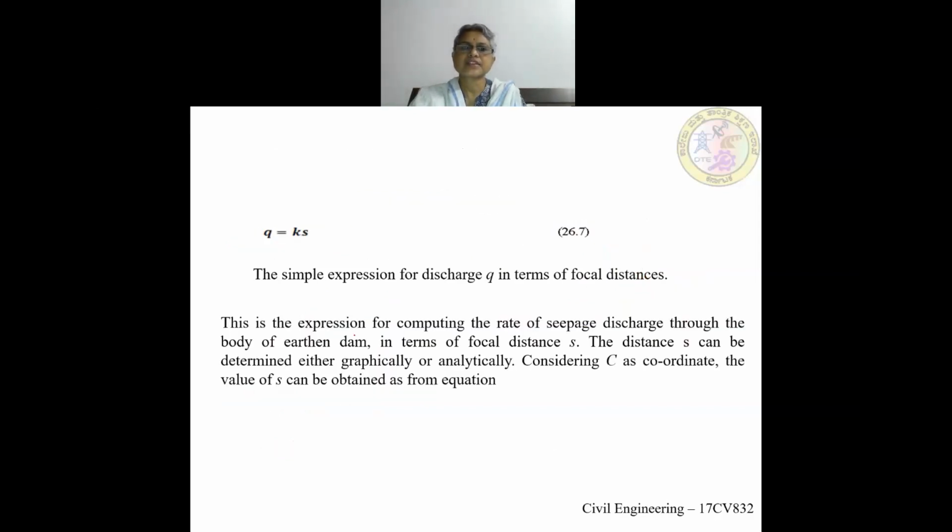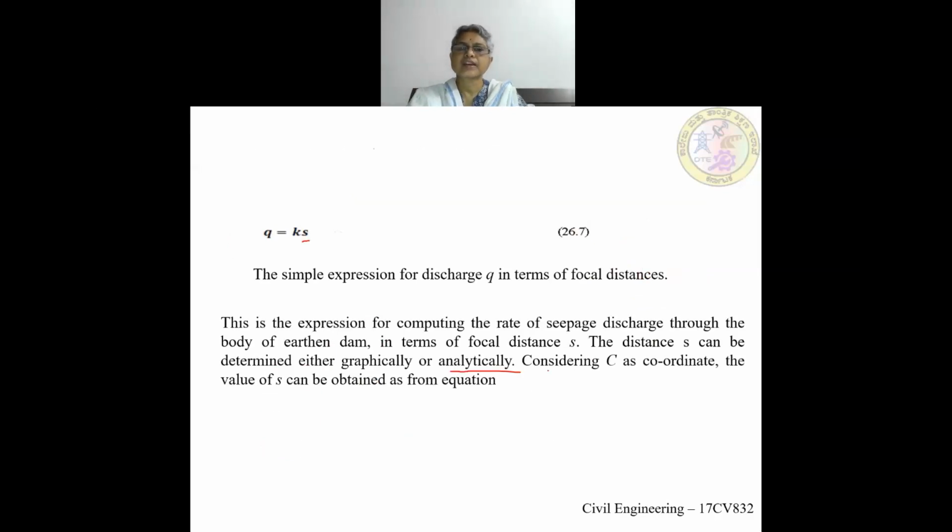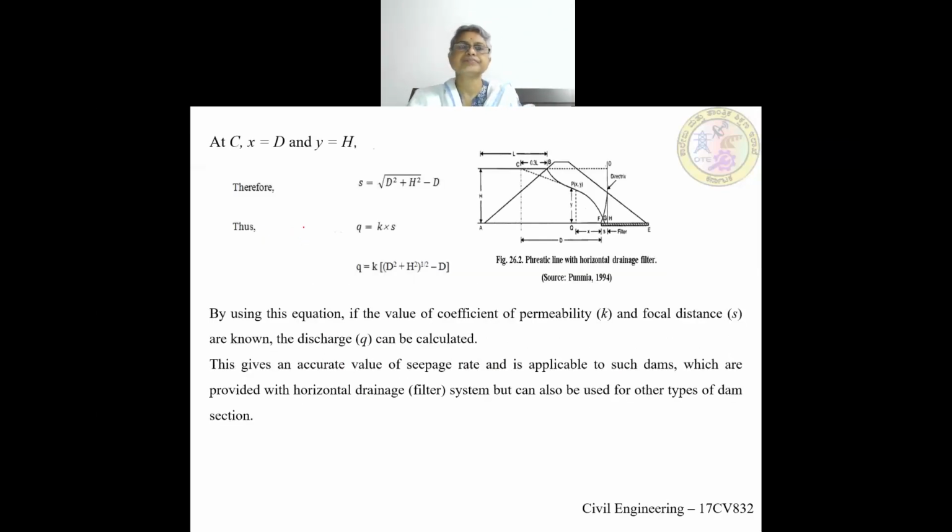This simple expression is for computing the rate of seepage discharge through the body of the earthen dam in terms of the focal distance, s. The distance s can be determined either graphically or analytically. You know there is an expression for s. From that equation, we have the expression for s here. So you can find analytically the distance of the focus at any point if you know the coordinates x and y, or you can determine it graphically by measuring.